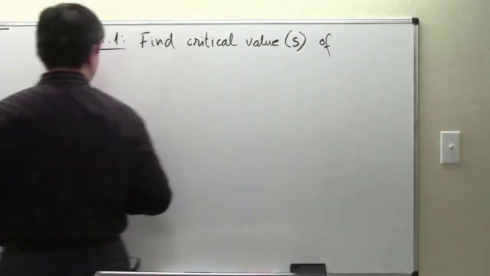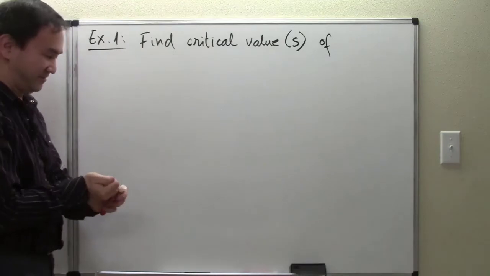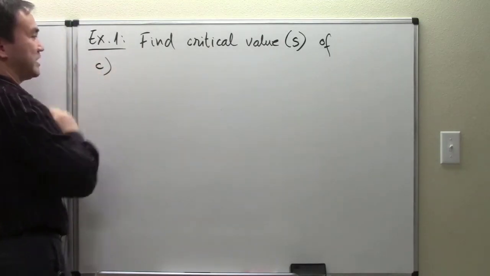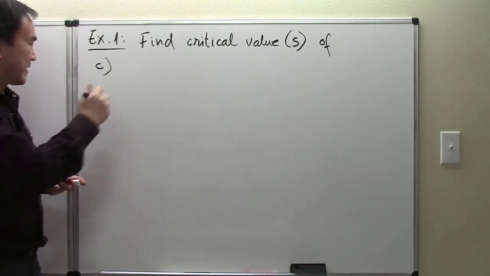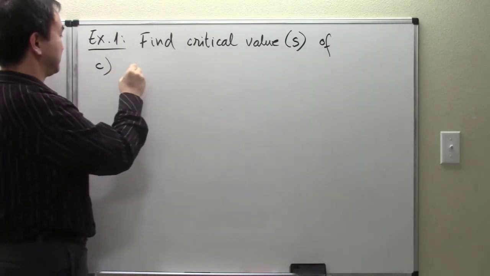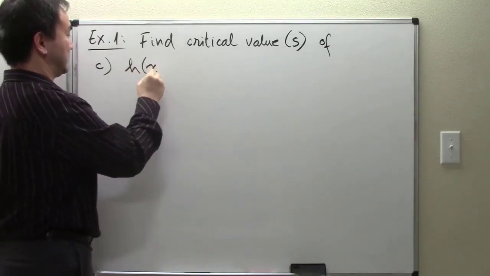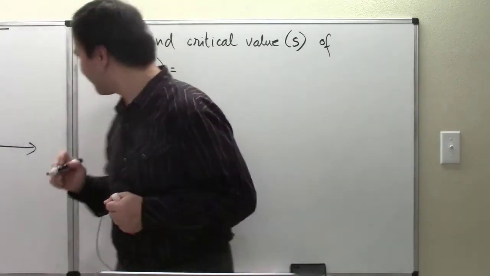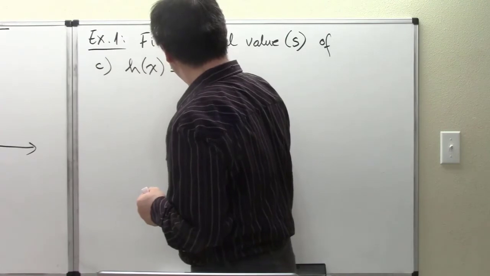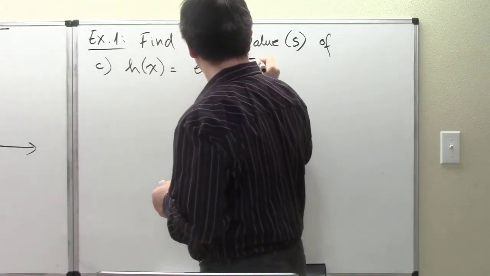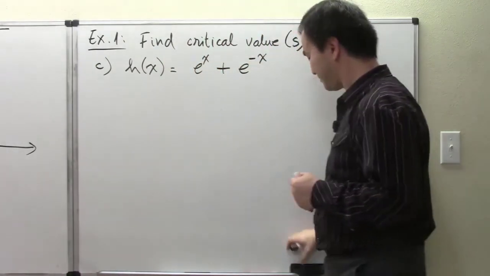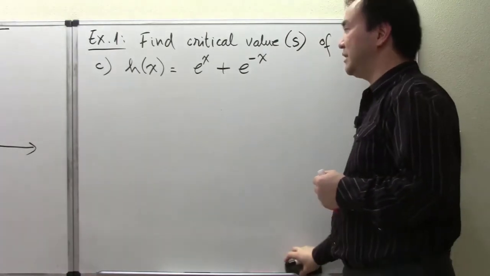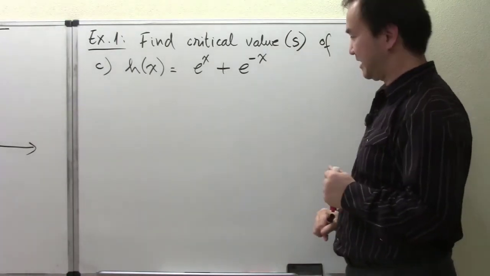Okay, so let me now write down part C right here of our same example. So how about h of x? And our function here was e to the x plus e to the minus x. Okay, e to the x plus e to the minus x.